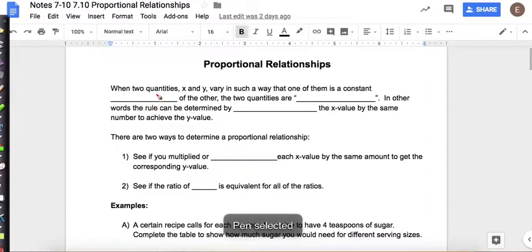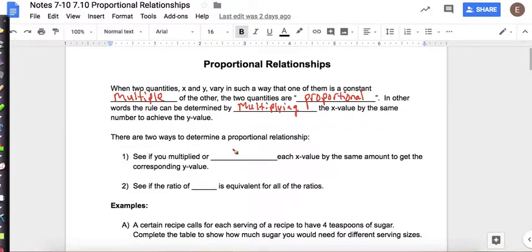So when two quantities x and y vary in such a way that one of them is a constant multiple of the other, the two quantities are proportional. So it's a multiplicative relationship. In other words, the rule can be determined by multiplying the x value by the same number to achieve the y value.